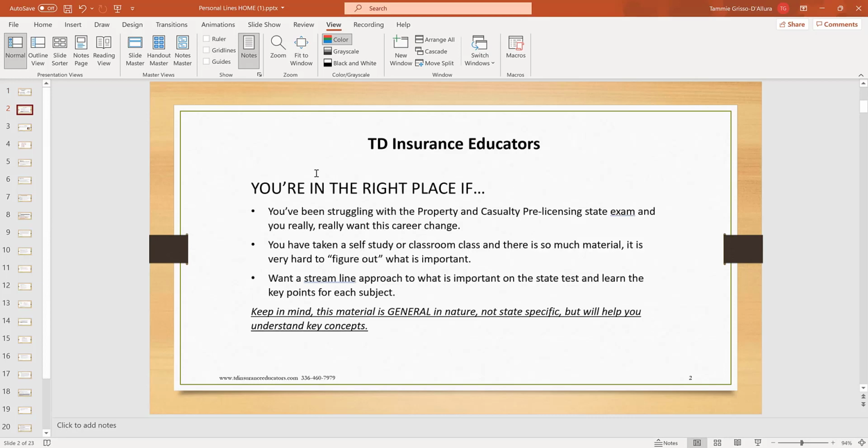Now, you're in the right place. If you've been struggling with the property and casualty pre-licensing state exam and you really, really want this career change, I know how hard it is to study for this class. There's so much material out there. So hopefully this will streamline the important material. You have taken a self-study or classroom class, and again, there's so much material that it's very hard to figure out what is important. You want a streamlined approach to what is important on the state test, and you want to learn the key points in each section. Now, keep in mind, this is general in nature.